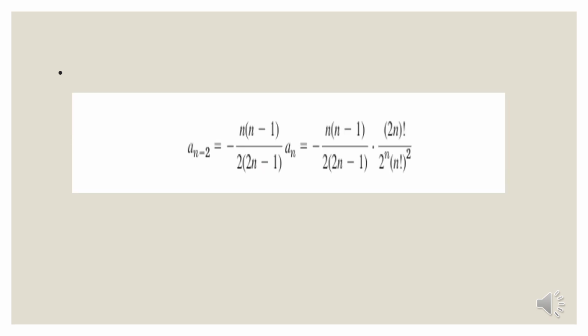Now, from the previous expression, we set s equal to n minus 2, and this is what we get. We get a_(n-2) equal to n(n-1) over 2(2n-1) times a_n. But remember, we have a_n, the coefficient of the highest power, so we substitute there and we get an expression of the lower coefficients in terms of the higher coefficient a_n, as shown in the slide.